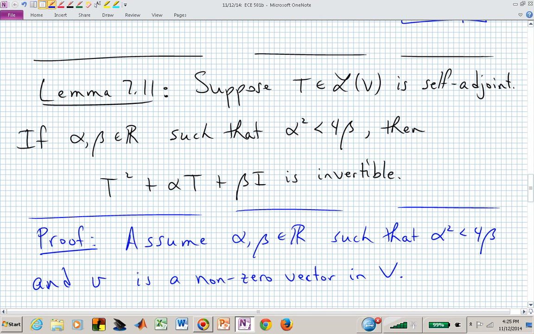If T is then self-adjoint and alpha and beta are related in that manner, then we can state that that operator, a linear combination of T and the identity operator, is invertible.